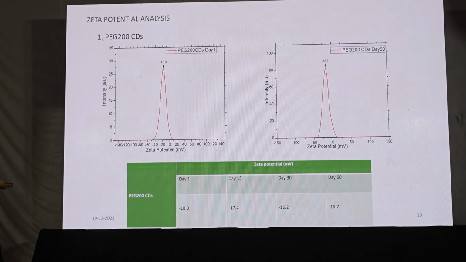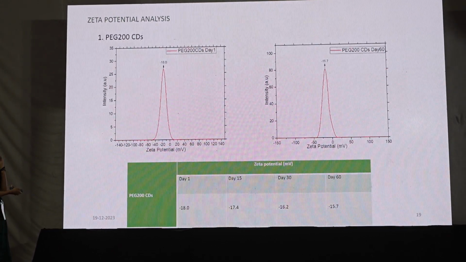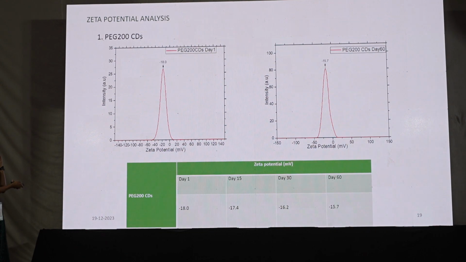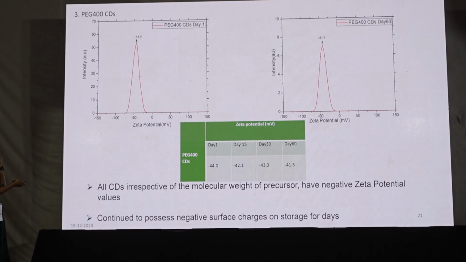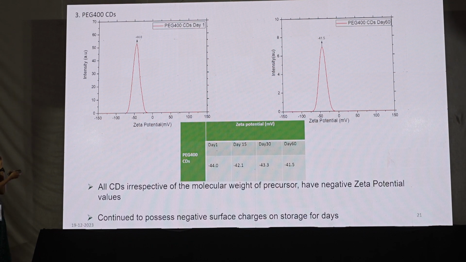Next one is zeta potential analysis. For carbon dots, it is said that a negative zeta potential value is characteristic and indicates stability. And we obtained negative zeta potential values for all the carbon dots. And upon storage, they maintain the negative zeta potential values.